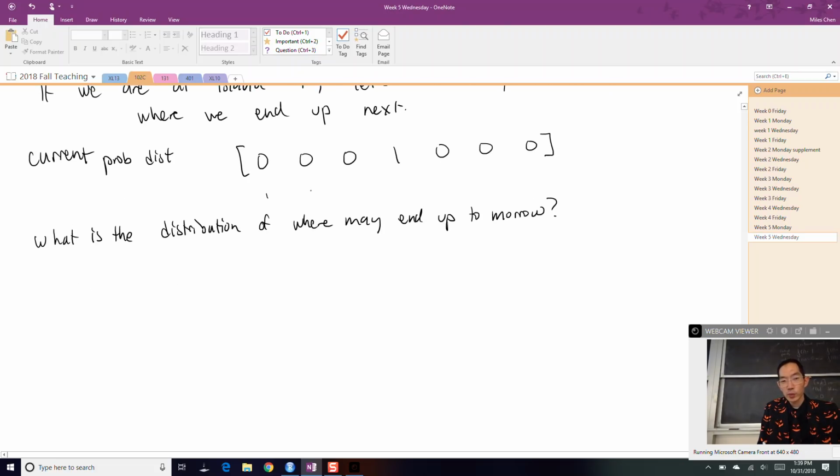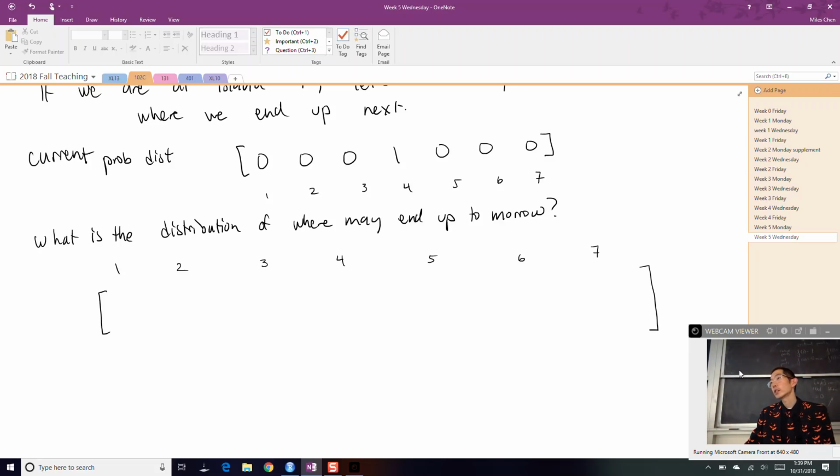Okay, so this being island 1, island 2, island 3, 4, 5, 6, and 7. If we're at island 4, is there any chance I'll end up at island 1 tomorrow? Okay, so the way we're going to make moves is I'm at my current island, and I flip a coin to either propose island 3 or island 5, okay? And after I propose something, I decide, well, maybe I'll go there or maybe I won't. So there's no chance that I'll end up at island 1 or 2 or 6 or 7. All of these have probabilities 0, right?